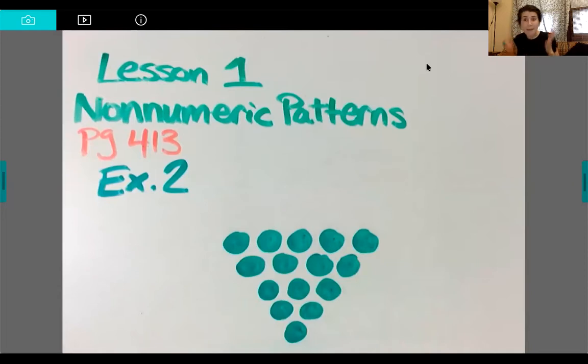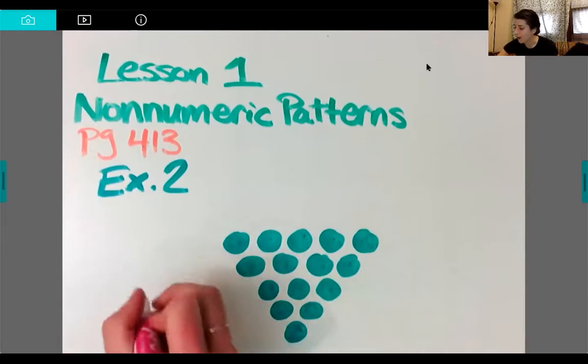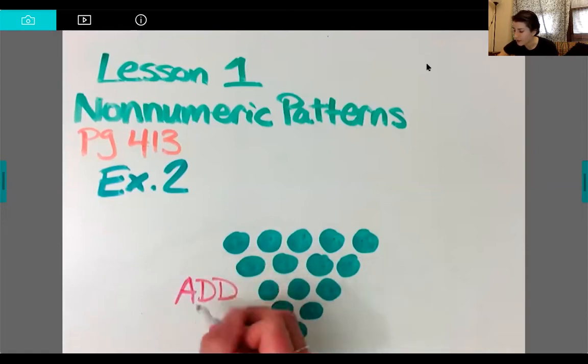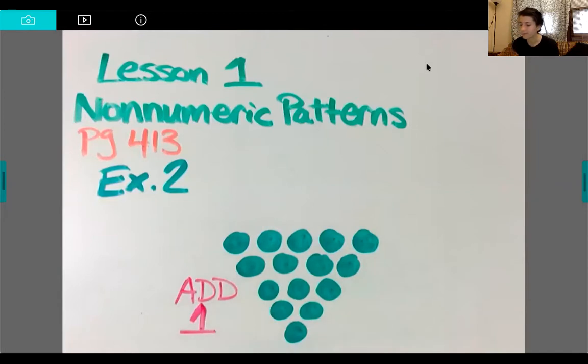So what's my pattern here? What's my rule? Every row, what happens? What's my pattern? In every row, I add 1. So my pattern is to add 1. Does that make sense? Are we seeing that?